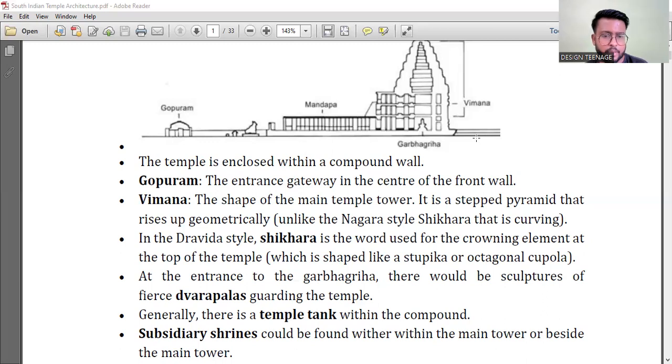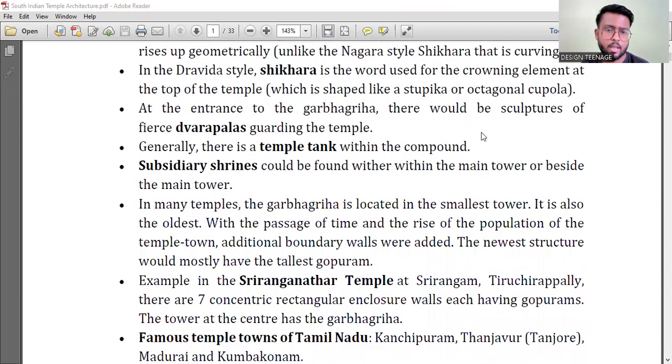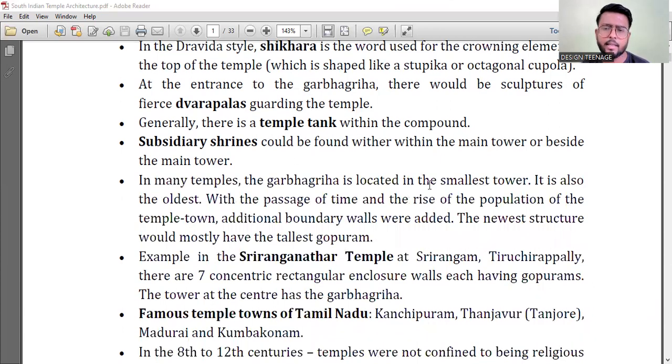Now, subsidiary shrines, let's talk about them as well. They could be found within the main tower or beside the main tower. As we have seen in the Meenakshi temple also, there are several small temples which are known as the subsidiary temples. It actually forms the whole compound. In many temples, the Garbhagriha is located in the smallest tower. It is also the oldest. With the passage of time and the rise of the population of the temple town, additional boundary walls were added. The newest structure would mostly have the tallest gopuram.